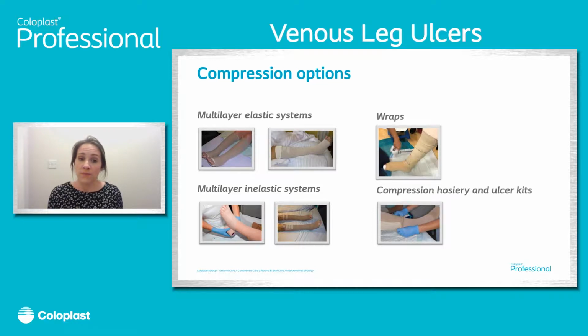Compression options. Now, we have a whole multitude of things available to us. We have the multi-layer elastic systems, bandages. We have compression wraps. We have hosiery kits and full ulcer kits, giving different levels of compression. And then we have the multi-layer inelastic bandage systems. So they all give compression, and they can all give up to that 40 millimeters of mercury of pressure that is the optimal level of pressure for healing a leg ulcer.